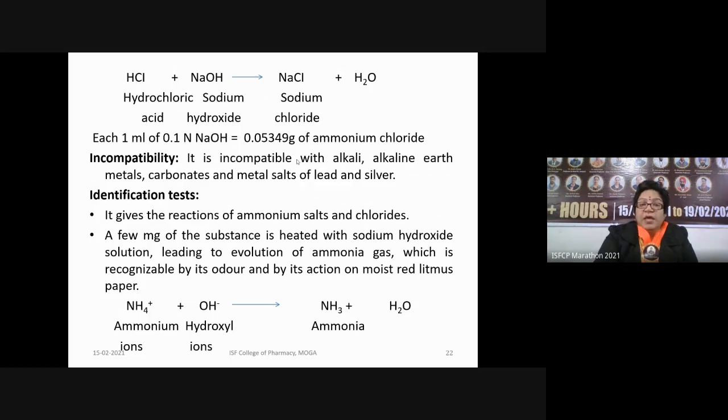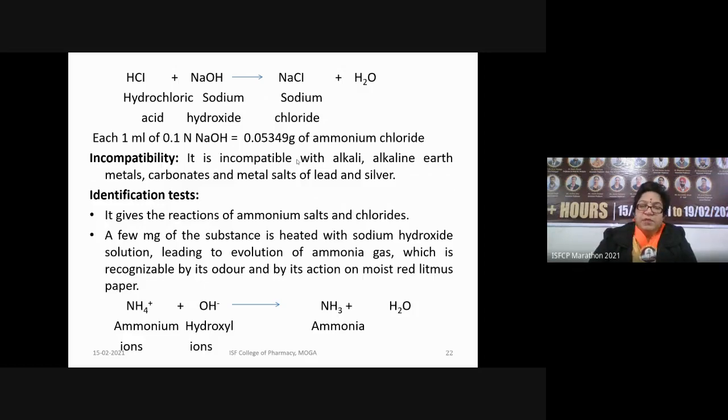So each 1 ml of, ये जो titration कर रहे हो, each 1 ml of 0.1 normal NaOH is equivalent to 0.05349 gram of ammonium chloride, that is NH4Cl. Coming to its incompatibility, it is incompatible with alkaline earth metals, carbonates, and metal salts of lead and silver.